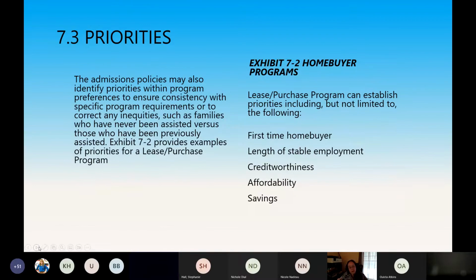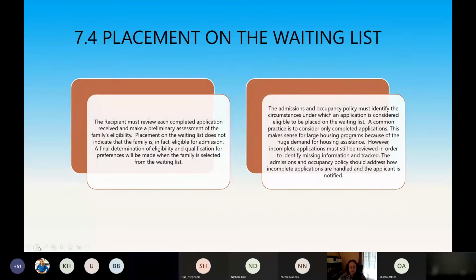Priorities. The admission policies may also identify priorities within your program preferences to ensure consistency with your specific program requirements, to correct any inequities, such as families who have never been assisted versus those who previously have. Exhibit 7.2 provides examples of priorities for a lease purchase program. Lease purchase program can establish priorities, including but not limited to, first-time homebuyers, length of stable employment, creditworthiness, affordability, savings.